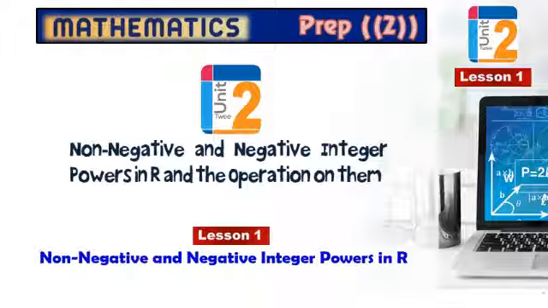We have studied Unit 1 in Algebra before. Now we will study Unit 2. Unit 2 in Algebra is non-negative and negative integer power in R and the operation on them. In this unit we have 3 lessons. The first lesson is non-negative and negative integer power in R. I hope everyone benefits from the lesson.